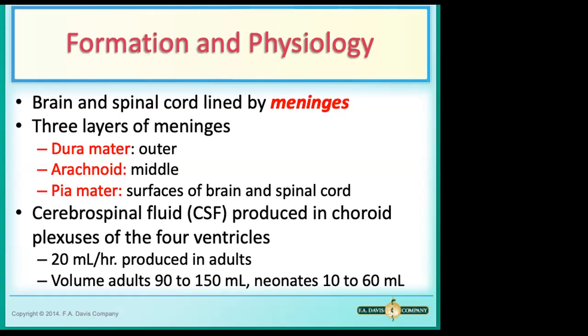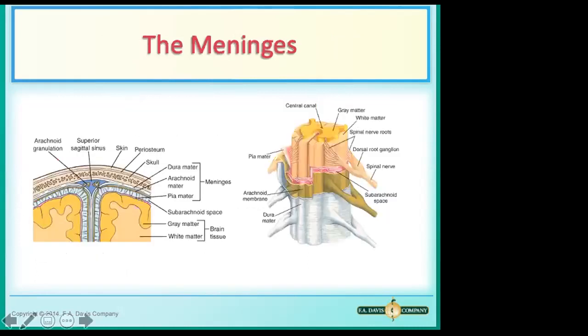Okay, and about 20 mL of CSF is produced per hour in an adult, and the total volume in the adult is about 90 to 150 milliliters. In neonates it's a little less, about 10 to 60 milliliters total volume.